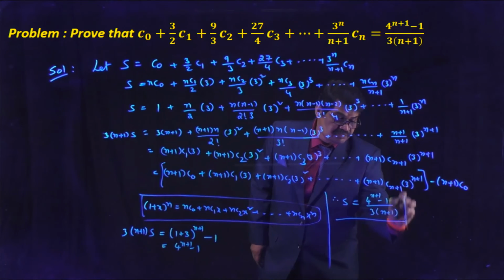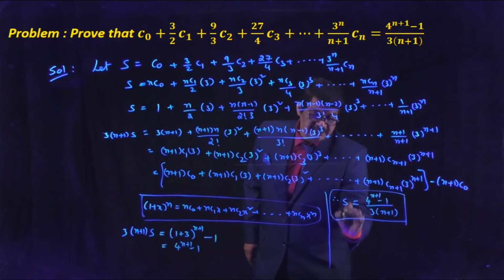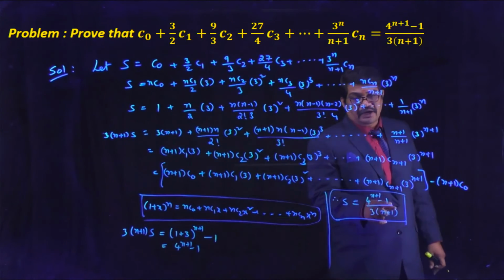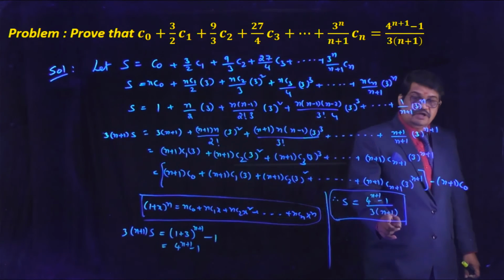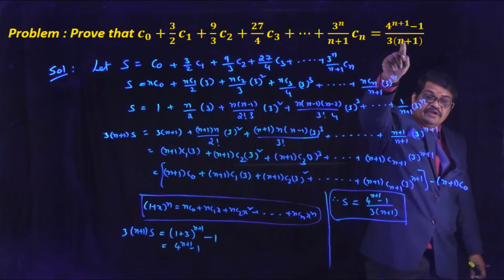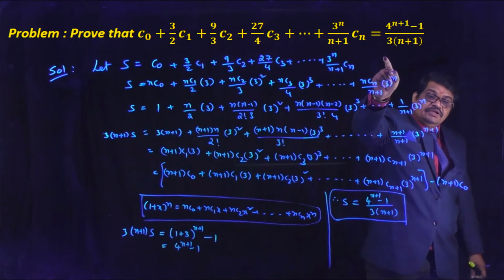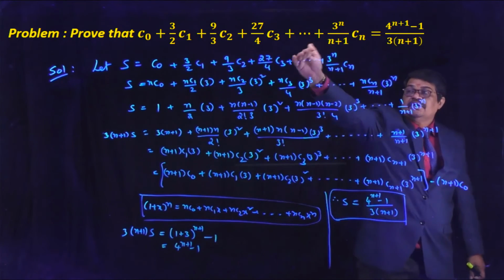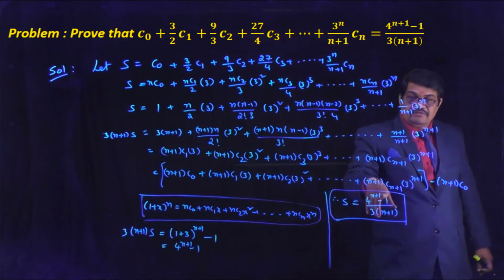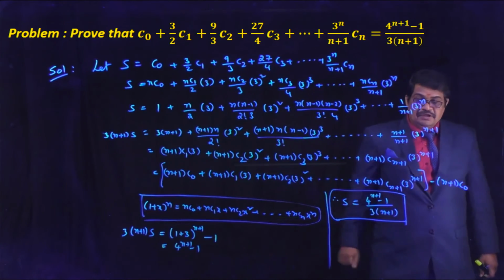So this is the result. Here s is equal to, we are obtaining 4 to the power of n plus 1 minus 1 by 3 into n plus 1. That is our proving result: 4 to the power of n plus 1 minus 1 by 3 into n plus 1. That is, the given series becomes 4 to the power of n plus 1 minus 1 by 3 into n plus 1.